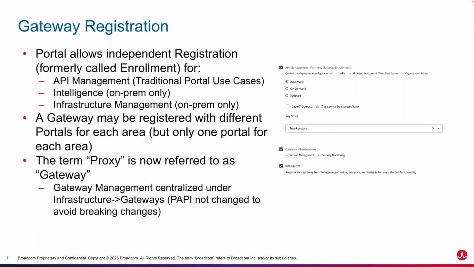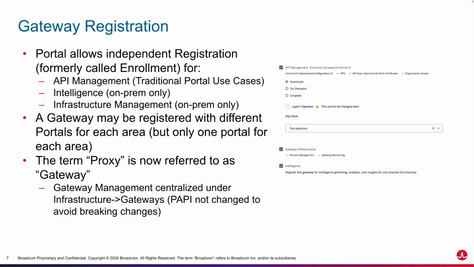With this new set of capabilities, we've added the ability to have API management, which was the traditional use of the portal. We added the intelligence capabilities last release, and they're continuing to expand on that. And now we've introduced infrastructure management. It's actually going to allow you to have multiple gateways enrolled with different portals if you choose, right? So when you go to enroll or register a gateway, you can say, yep, I want to use all 3 of these capabilities with this portal, and you can select all 3 and go through that registration or enrollment. Or you may say, I want to just use API management with this portal, but I want to use a different portal for perhaps the intelligence and the infrastructure capabilities.